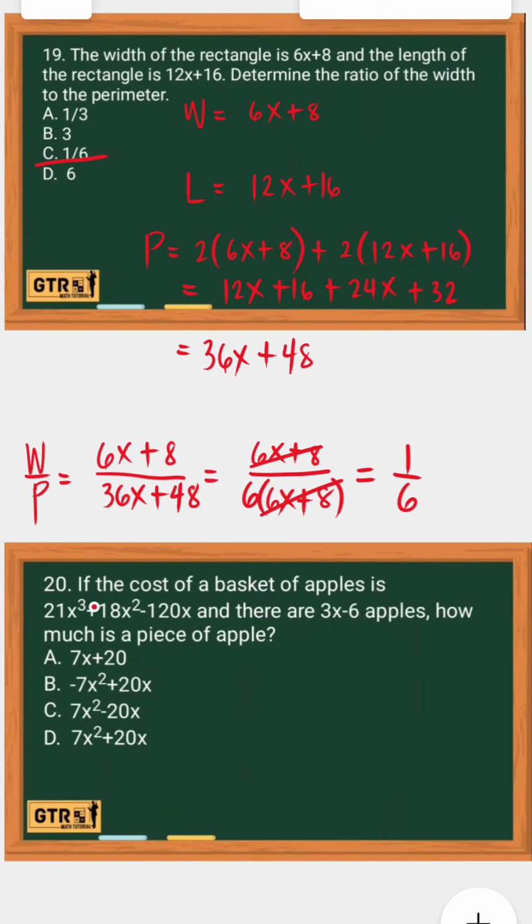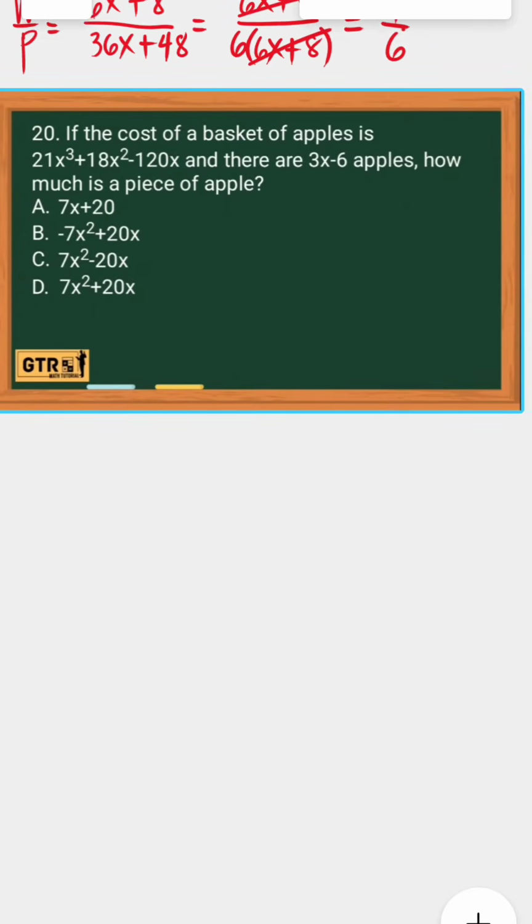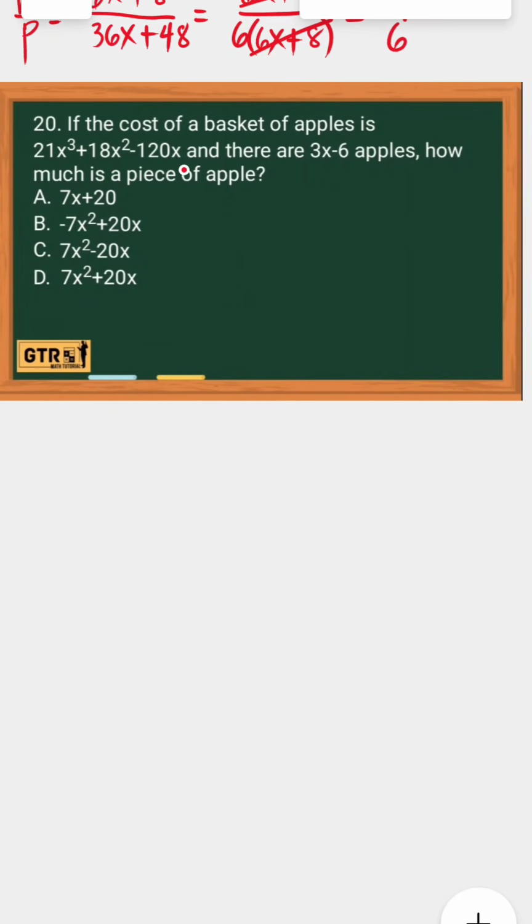Last number, number 20. So itaas natin. If the cost of a basket of apples is 21x cubed plus 18x squared minus 120x, and there are 3x minus 6 apples, how much is a piece of apple? So, simpleng division lang ito dahil given ito yung cost, tapos ito yung number of pieces. So, ang tinatanong, how much is a piece of apple? So, just divide.